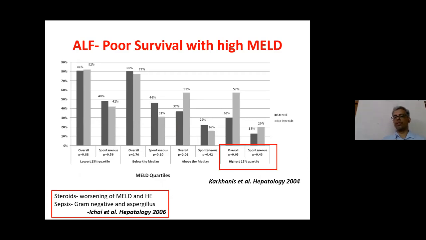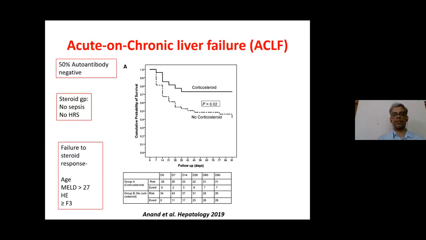In this subgroup of patients with ALF, those who got a high MELD score will perform the worst. So that's your subgroup which is not going to respond to your immunosuppression. In addition, data would suggest that in this subgroup of patients with ALF, use of steroids may be associated with worsening of MELD scores and hepatic encephalopathy. In addition, steroids may also increase your risk of gram-negative sepsis and fungal infection. So you need to be very, very careful regarding starting of steroids. It's better to consider these patients with ALF for liver transplantation.